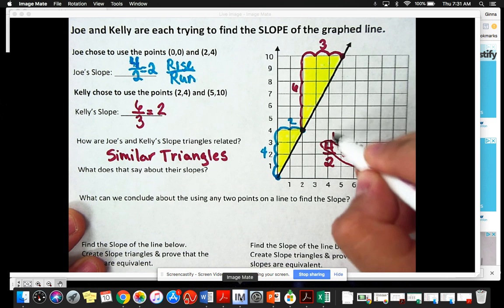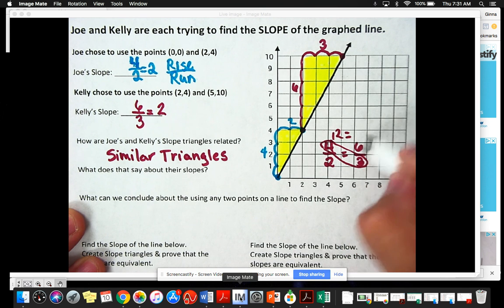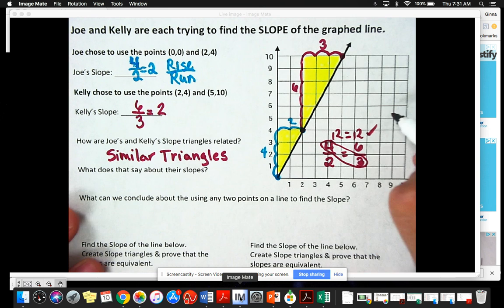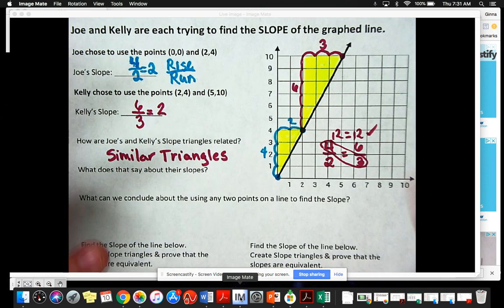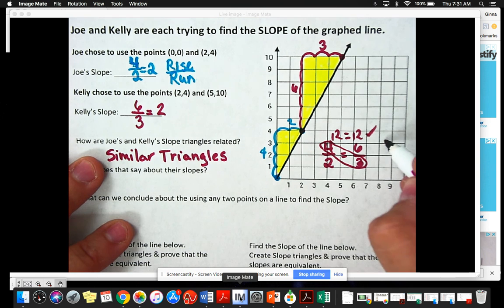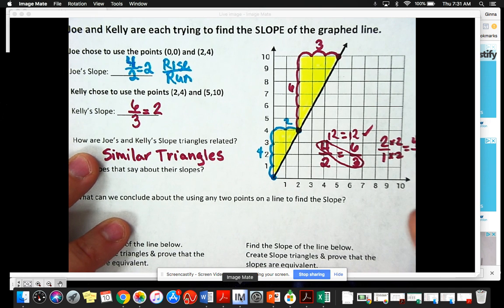4 times 3 is 12. That's equal to 2 times 6, which is 12. So they are proportional, which means they are equivalent. And we can see that they're equivalent because the slope is 2 over 1. If we multiply that by 2, we get one of your slopes, which is 4 over 2.